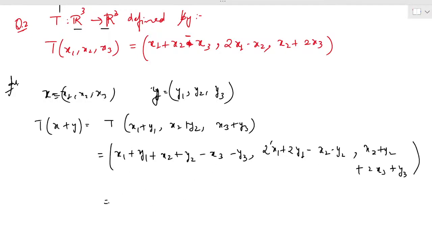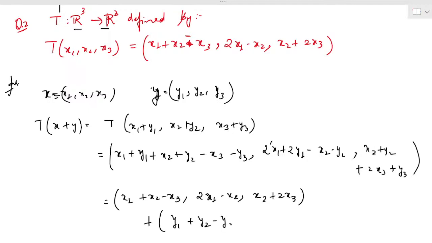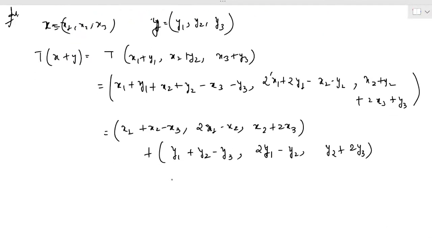The same thing can be written as, it is quite easy to see, x1 plus x2 minus x3, comma, 2x1 minus x2, comma, x2 plus 2x3, and I can add this to y1 plus y2 minus y3, comma, 2y1 minus y2, and the last coordinate will be y2 plus 2y3. So this is how I can write it, and you can understand that this is equal to t of x plus y, which equals tx plus ty.